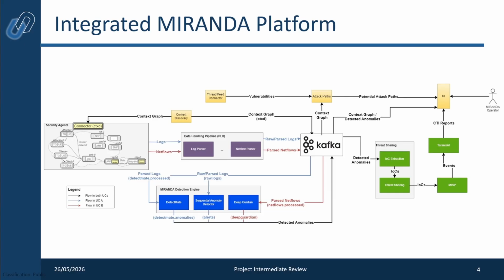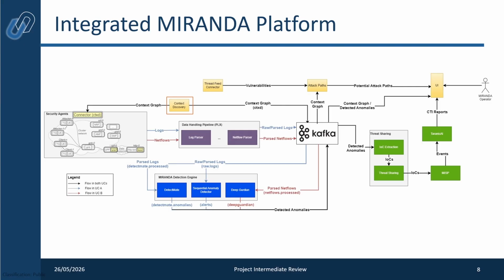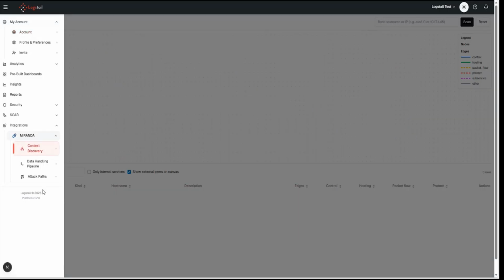Here we can see the overall architecture of the integrated Miranda components. In the presented demo, there are two different flows for the different types of data collected. We can see in the image, with blue and red arrows, the flow for collected logs and net flows. The first component to demonstrate is the context discovery component.